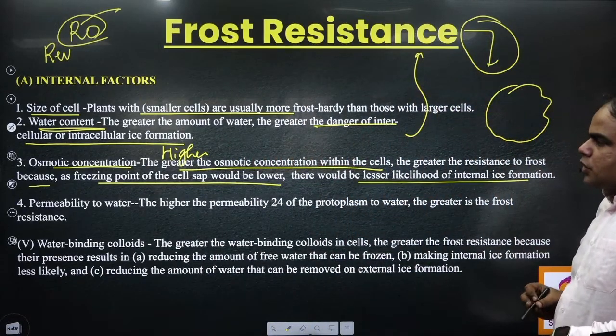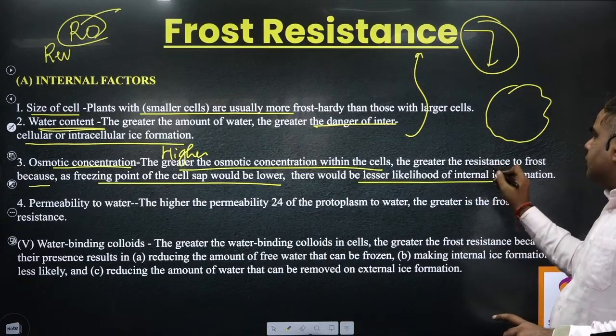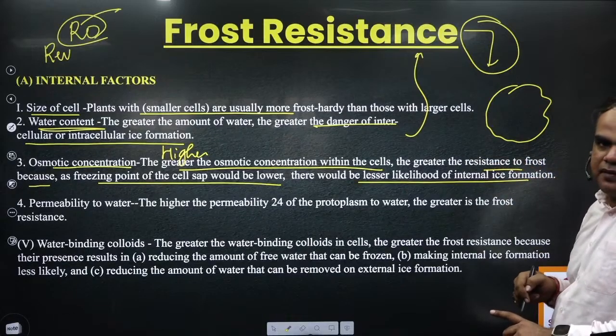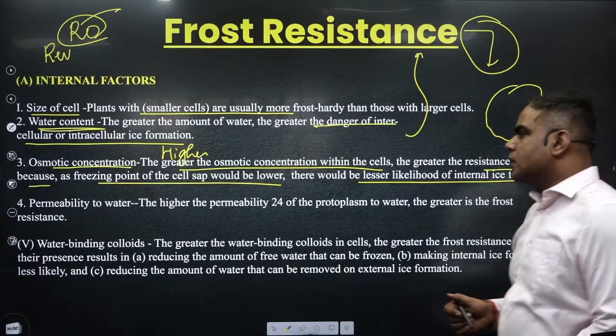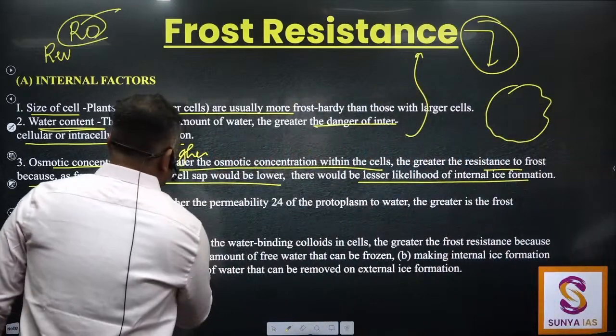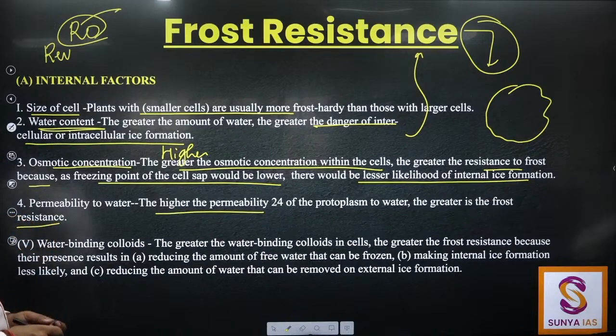So here also, the higher or greater the osmotic concentration, the greater the resistance is. Fine. Then we move to how permeable the cell is to water. So the higher the permeability, the greater is the resistance to the frost.